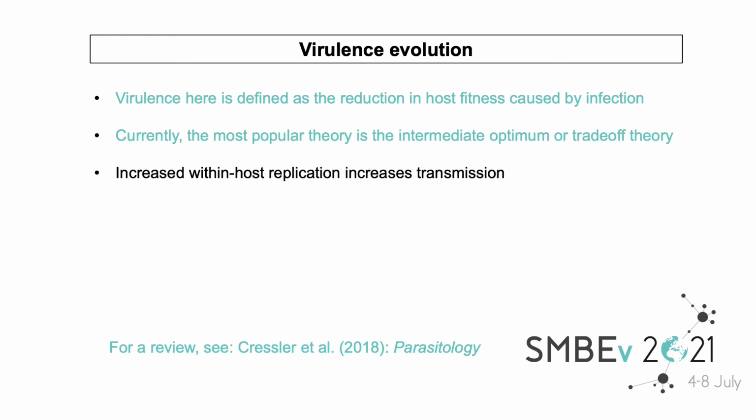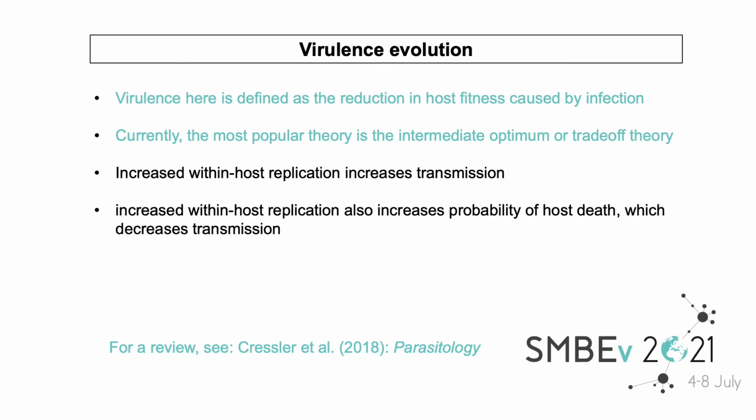There are two assumptions of this theory. The first is that increased within-host replication rate increases transmission. Transmission is effectively viral fitness or parasite fitness. So transmission to new hosts means higher fitness. Increased within-host replication also increases the probability of host death, which then would decrease transmission, because dead and dying hosts, generally speaking, encounter fewer new hosts than less sick individuals would.